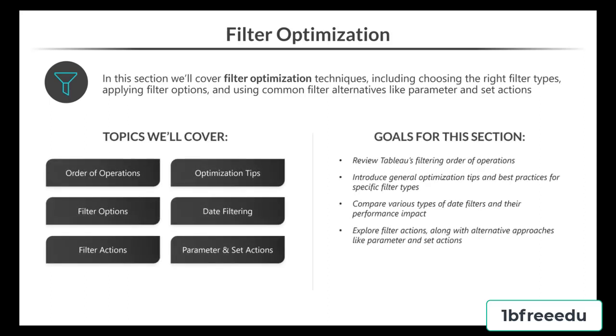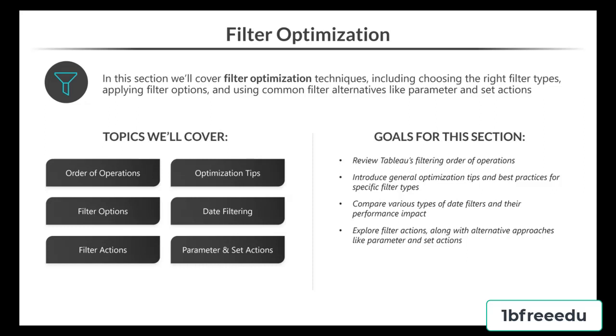Goals for this section include reviewing Tableau's filtering order of operations, introducing general optimization tips and best practices for specific filter types, comparing various types of date filters and their performance impact, and exploring filter actions along with their alternative approaches such as parameter and set actions.